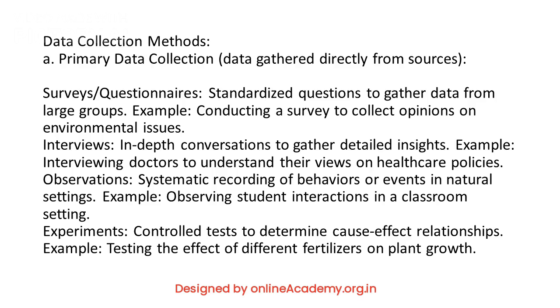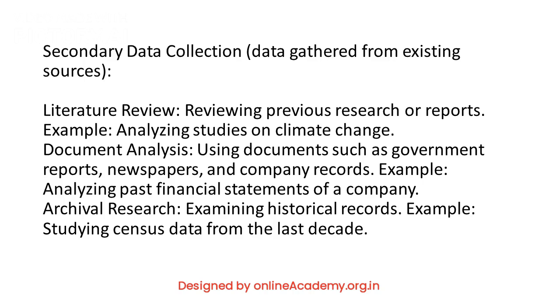Primary data collection methods include surveys, interviews, observations, and experiments. These methods gather data directly from sources to answer research questions. Secondary data collection involves reviewing previous research or reports, analyzing documents, and examining historical records. This data is gathered from existing sources.